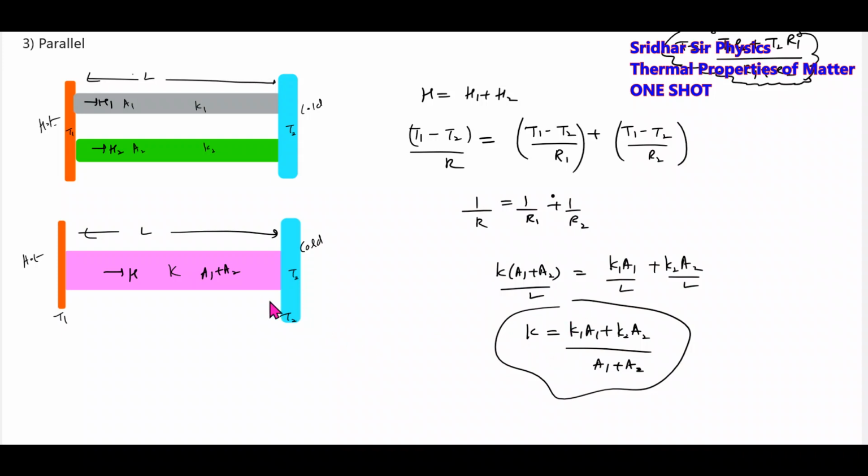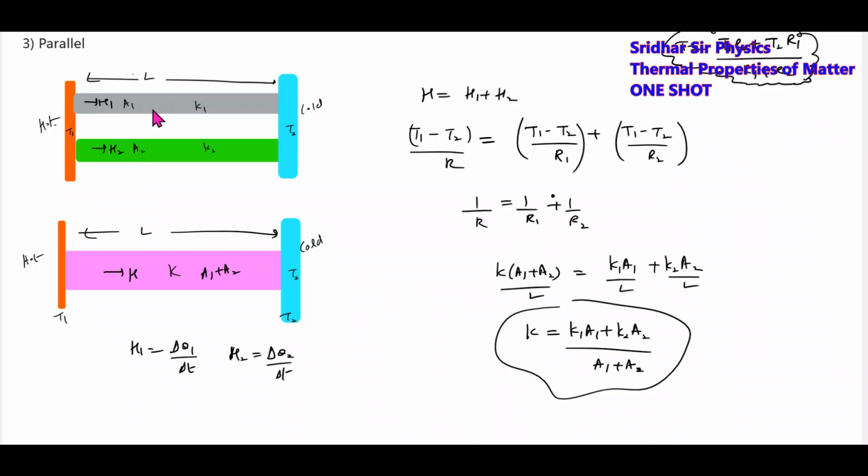This will be the equivalent thermal conductivity. Then what is H1 here? H1 will be delta Q1 by delta T1, the amount of heat. H2 equals delta Q2 by delta T. The same amount of heat will not flow in a given interval of time.